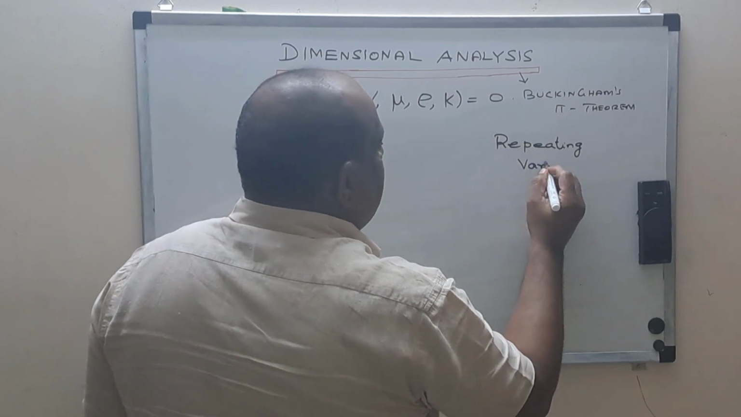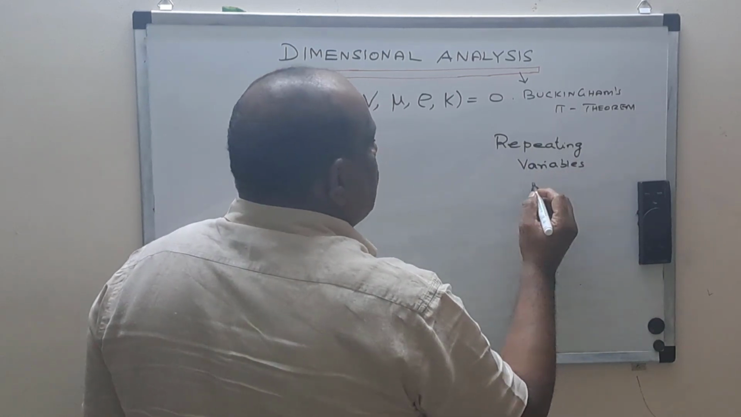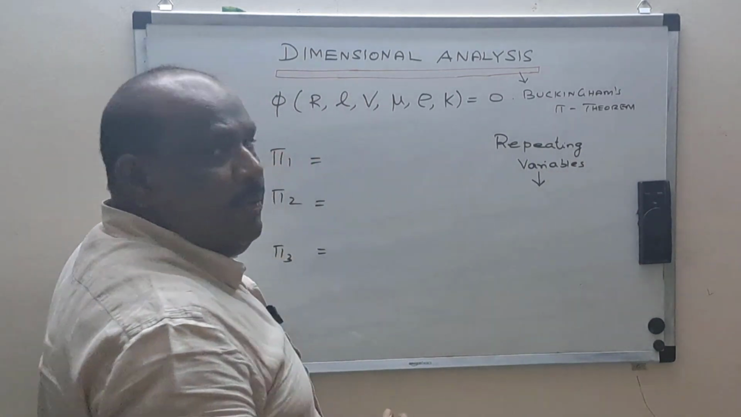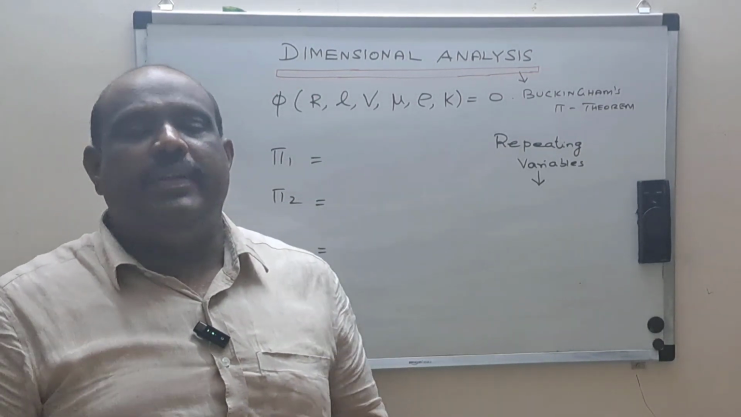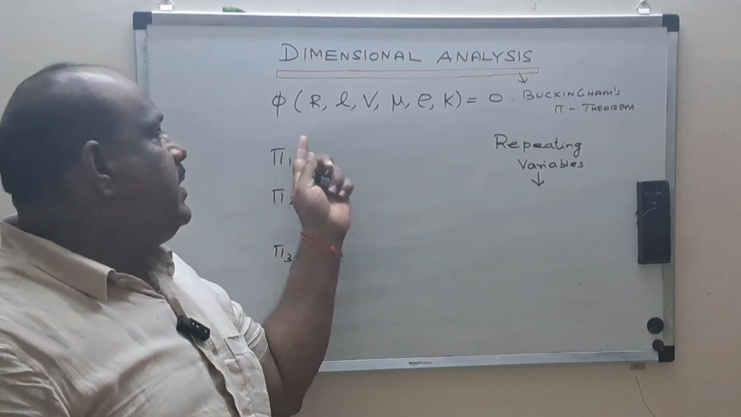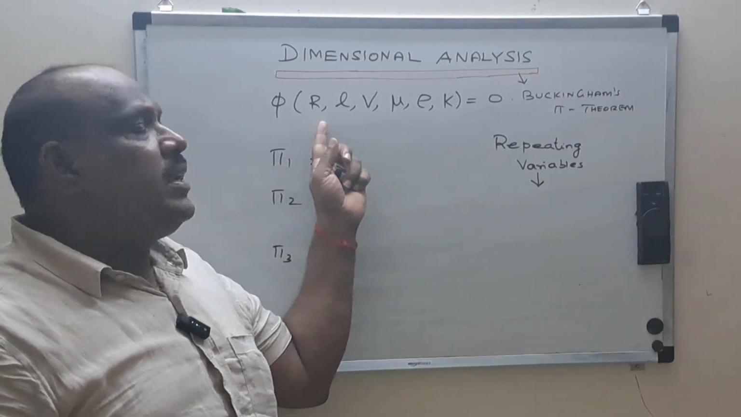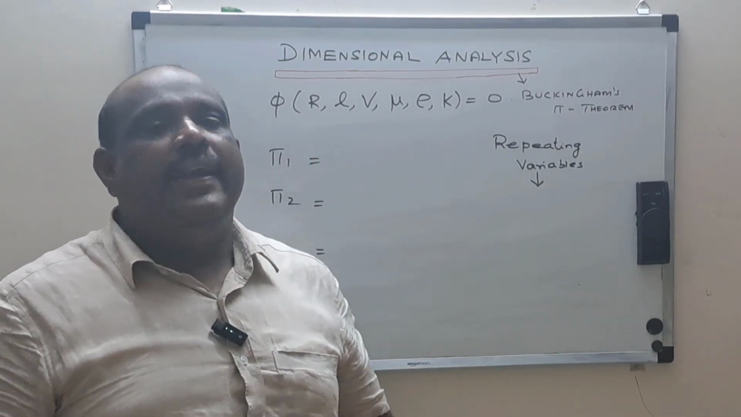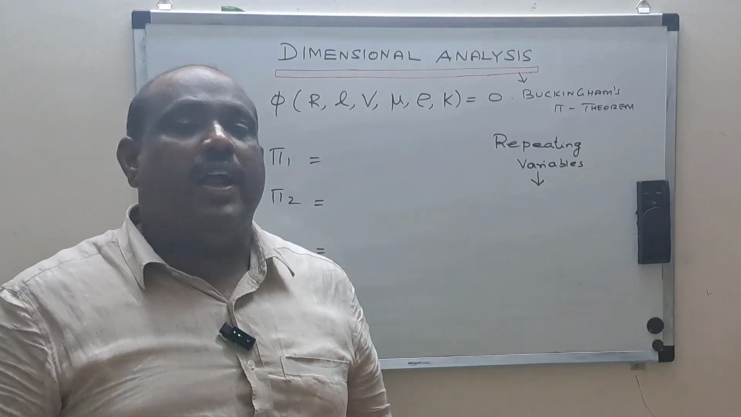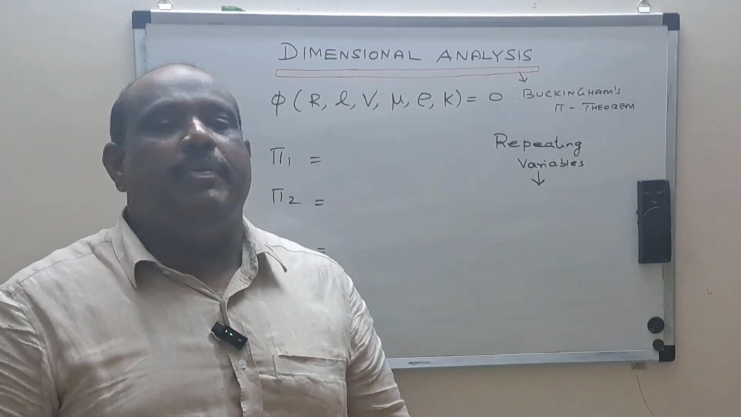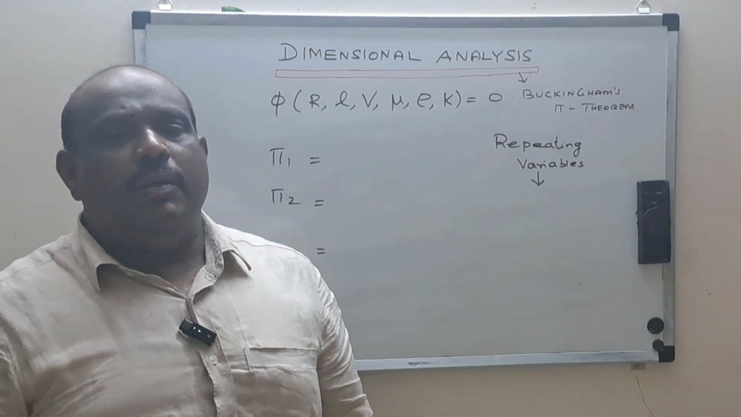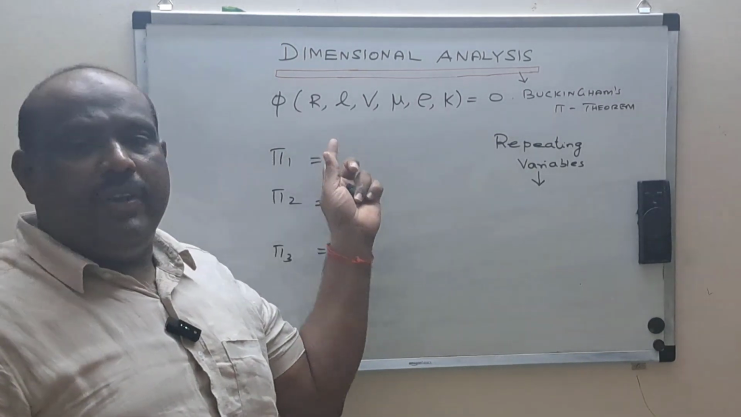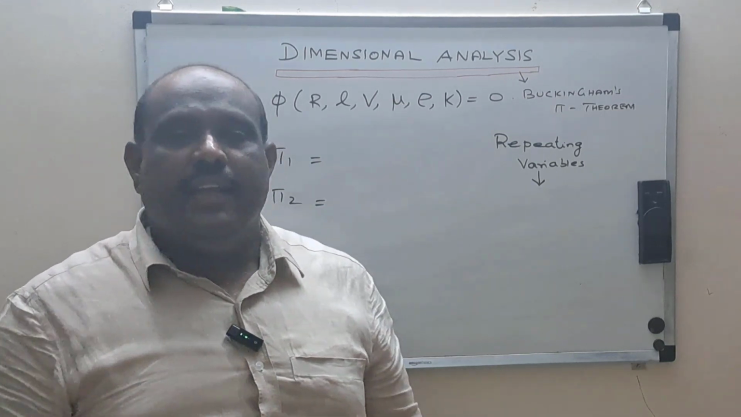The first condition for the repeating variable is that it should not be the dependent variable. I'll repeat once again: for determining the repeating variables, it should not be the dependent variable. In this case, which is the dependent variable? The resistance offered to the flight, R, is the dependent variable. At most, we have to take care that the dependent variable should not be the repeating variable, so we have to avoid R as a repeating variable.